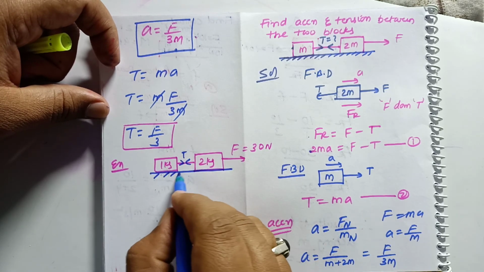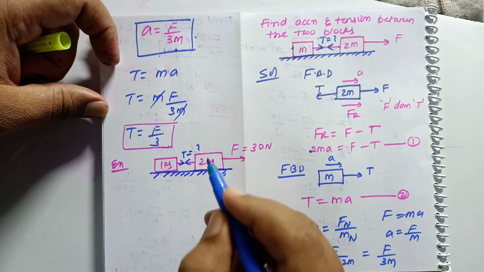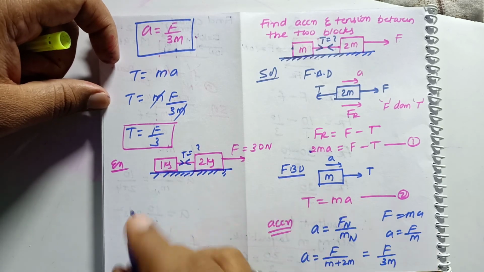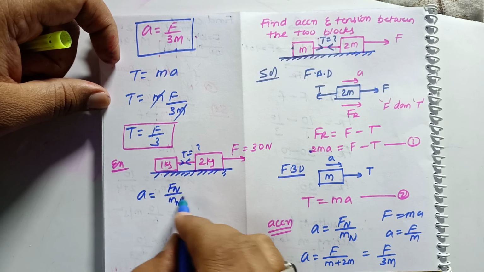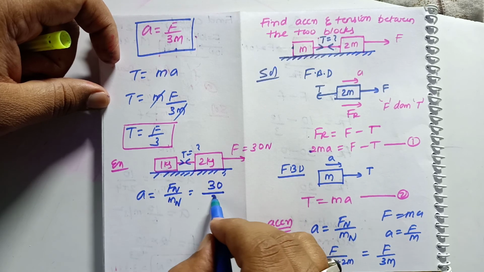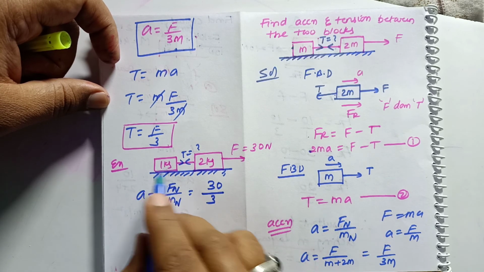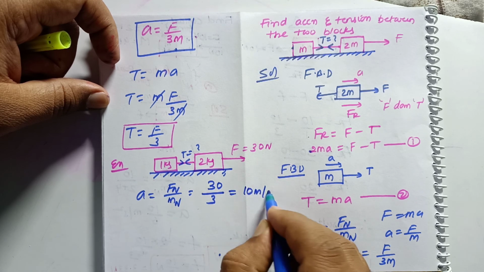These both are resting on the table here. So how are you going to find out the tension here? It's very simple to find out the tension. First thing is you have to find out what the acceleration is. Acceleration is equal to net force by net mass. According to this problem, net force acting is 30 newtons and net mass is 3, because 2 plus 1 is 3. So your answer is going to be 10 meter per second square.